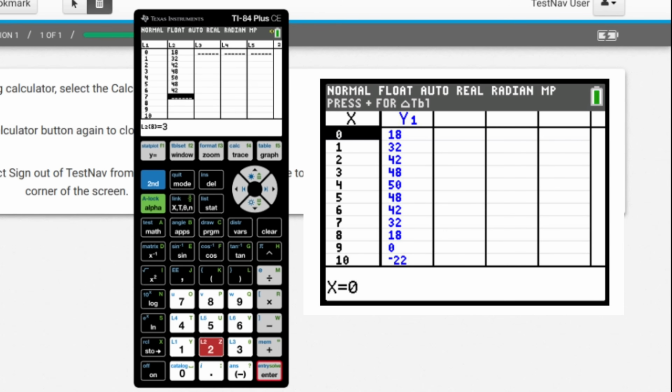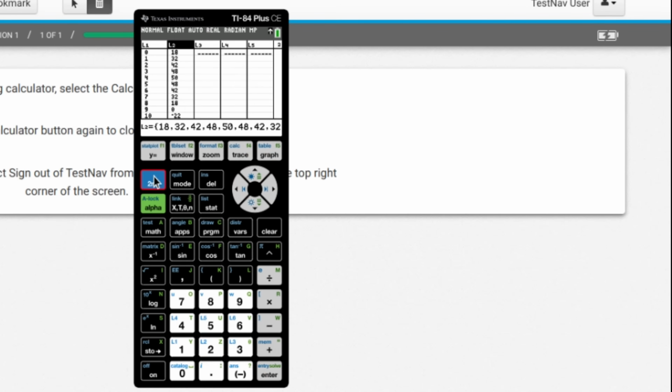What is it? 7 is 32. 8 is 18. 0. And the opposite of the Taylor Swift special is negative 22. And of course, I can't type in negative because it scares TI 84 pluses, even the color editions. All right, there we have it. I know we have a quadratic.